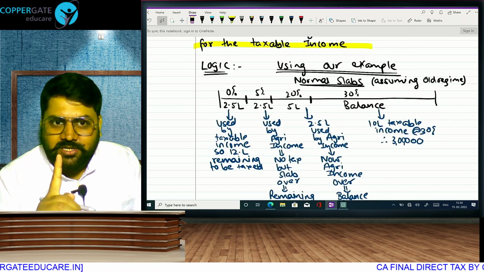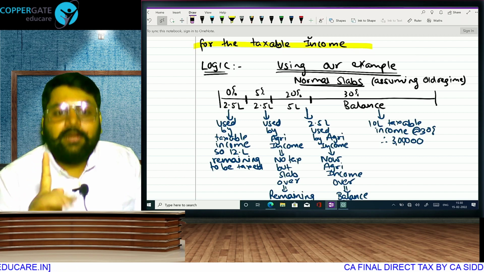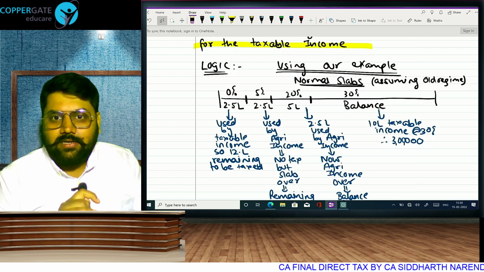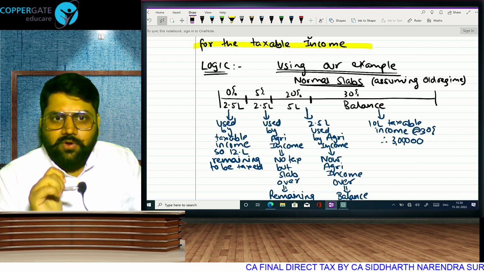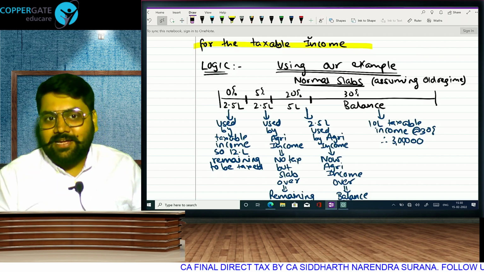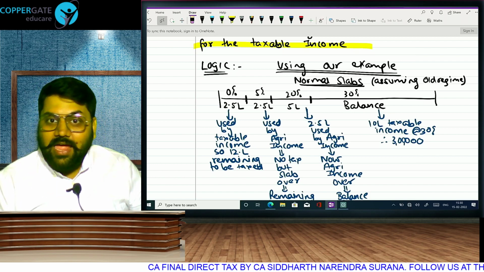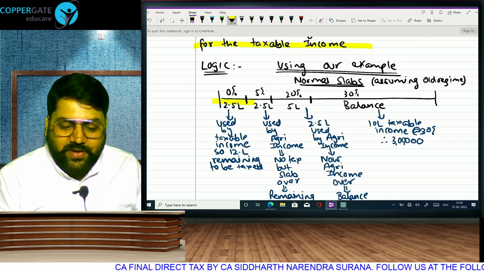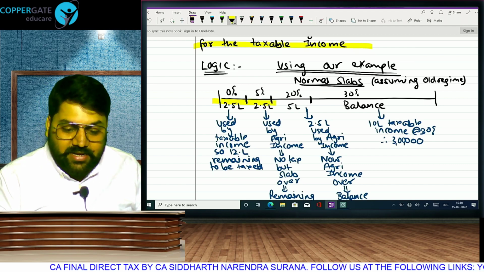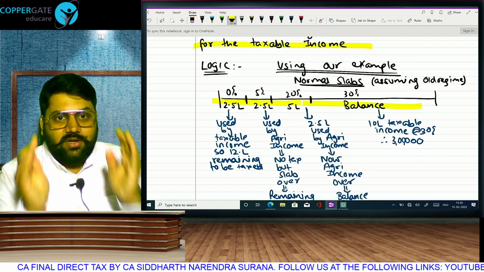5 lakh agriculture income, 15 lakh taxable income. Correct or no? Ordinarily, what do you do? The 5 lakh you will ignore because it is agriculture income, and on the 15 lakh you will pay tax. At what rates? First 2.5 lakh is basic exemption, next 2.5 lakh at 5%, next 5 lakh at 20%. And this is your system of slabs.